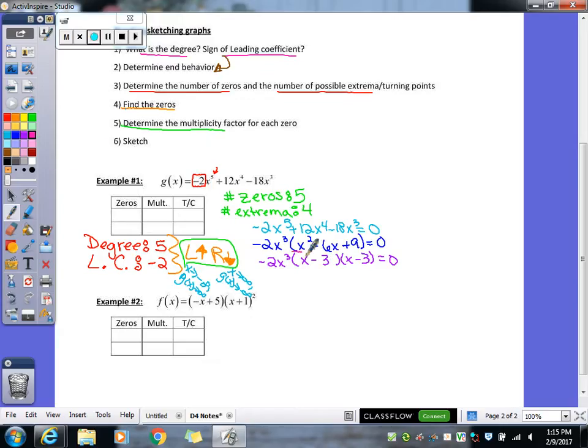Now, what is another way I could write this since it's the same thing? X minus 3 squared equals 0. I write it that way to help us with our multiplicity in a second. So here I would get x equals 0. Over there I would get x equals 3. Those are my two zeros. I want to put them up here on my little table.